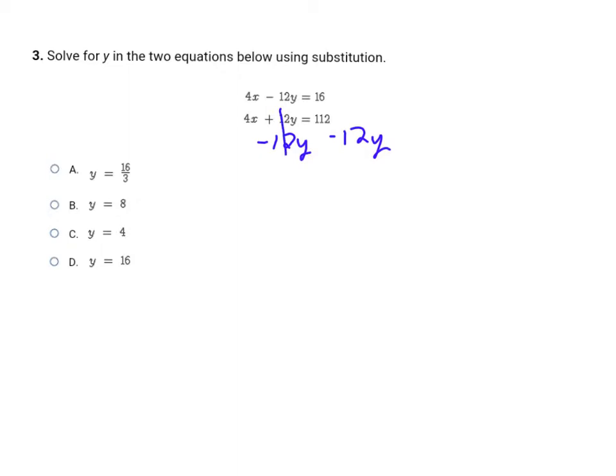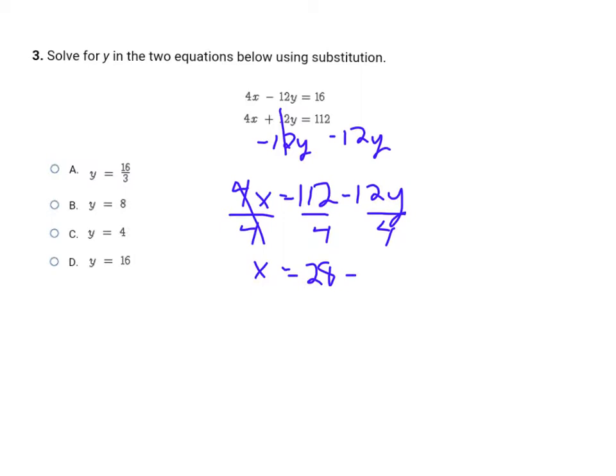And these 12y's cancel. And that just leaves me with 4x equals, and I can't combine a number and a y term. So I'm just going to have 112 minus 12y. And then I'm going to divide all these terms by 4 to continue solving for x. Those cancel, and I'm left with x equals 28 minus 3y.